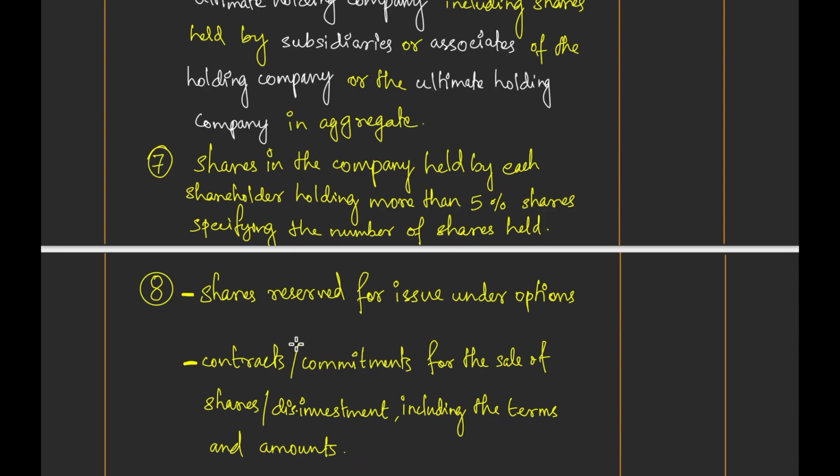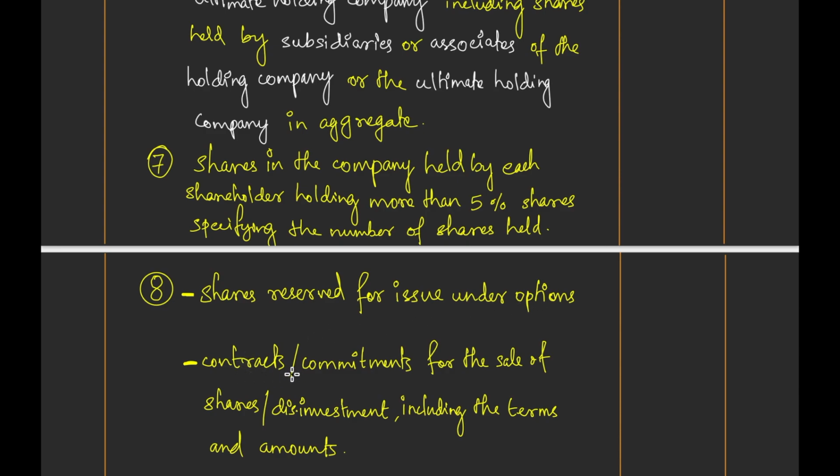So what do you mean by shares reserved for issue under options? Companies sometimes reserve shares for issue at a future date, and employees of the company are provided an option, that is a right to subscribe to these reserved shares at a future date. So in the notes to accounts under share capital, we should provide details of shares reserved for issue under options.